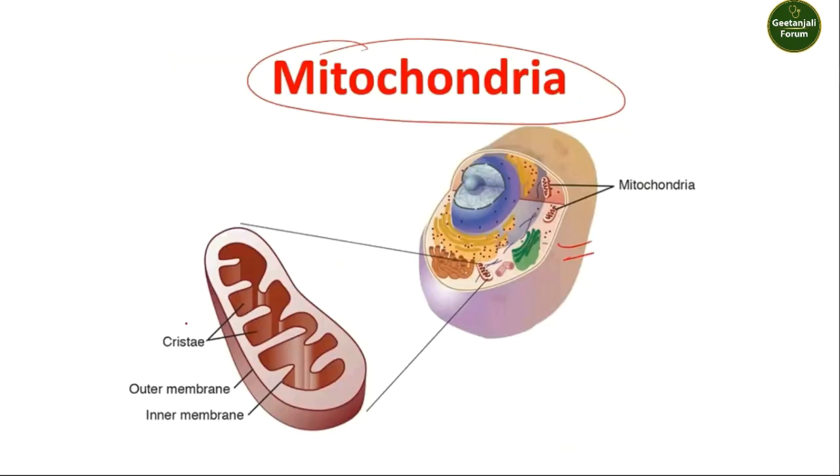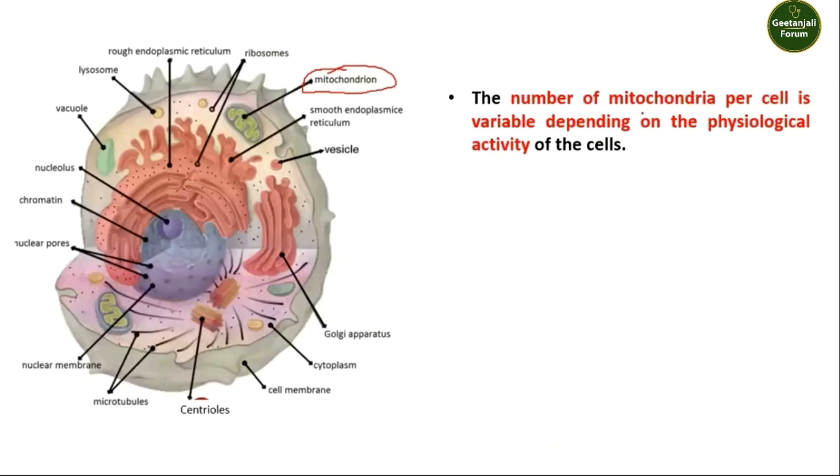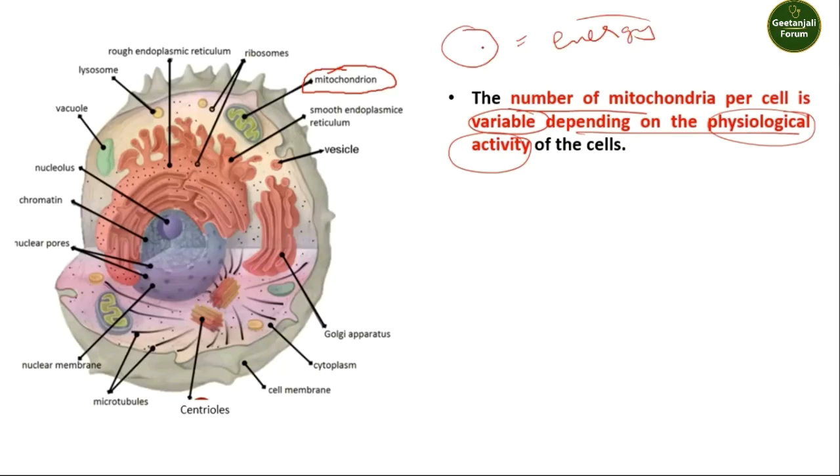Next cell organelle is the mitochondria. Mitochondria is found in a cell, which is a very important cell organelle. The number of mitochondria means how many mitochondria will be found in a cell. It varies depending on the physiological activity of the cell. So it depends on the function of a particular cell. The cells which require a lot of energy generation will have more mitochondria, because mitochondria is the powerhouse of the cell. Energy is generated by them in the form of ATP. So depending on the kind of function a cell does, the number of mitochondria will be there.